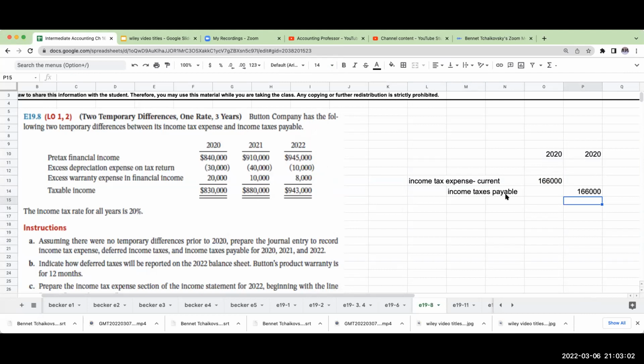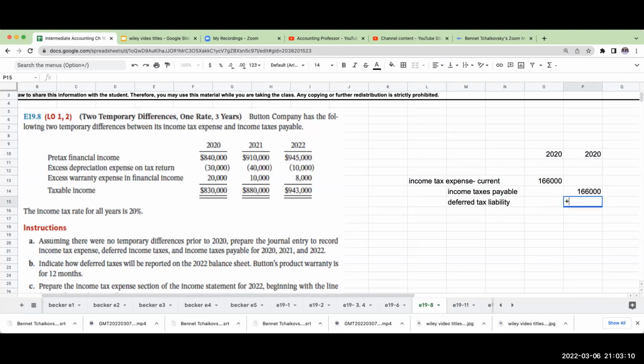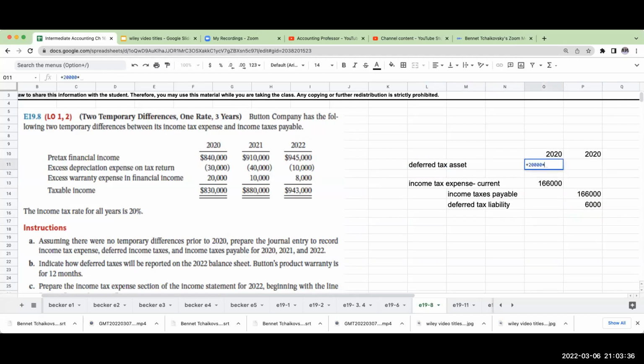Now, when it comes to deferred tax liabilities, we're going to take 30,000, which is our temporary difference caused by the excess depreciation. This is going to be $6,000. Our other temporary difference is excess warranty expense on the income statement. We've recorded a warranty expense, but it hasn't happened yet. So this is also a temporary difference, and it is going to be a deferred tax asset. This is going to be 20,000 times 0.2.